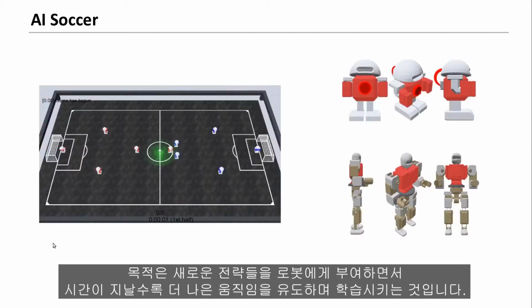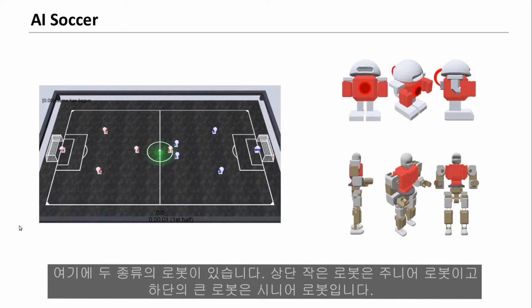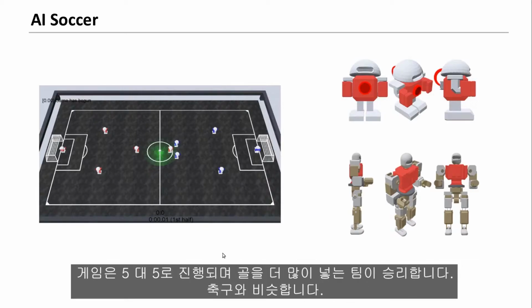Our objective here is to do the same with AI soccer and teach robots how to learn better and better behaviors throughout time after they try new strategies. In AI soccer we have two types of robots, the junior robots that are the smallest ones and the big robots that are the senior robots. And the game is played 5 robots against 5 robots. The team that scores more goals wins, similarly to a soccer game.